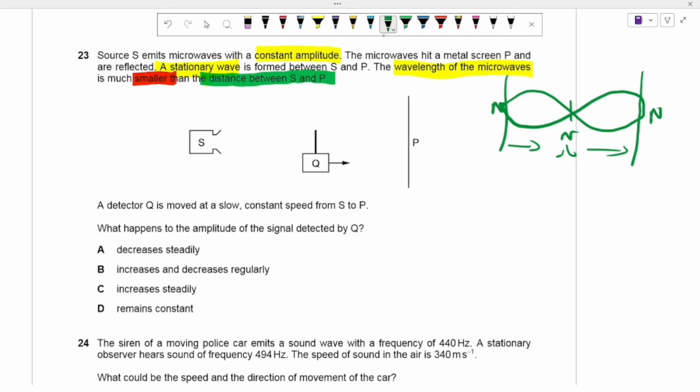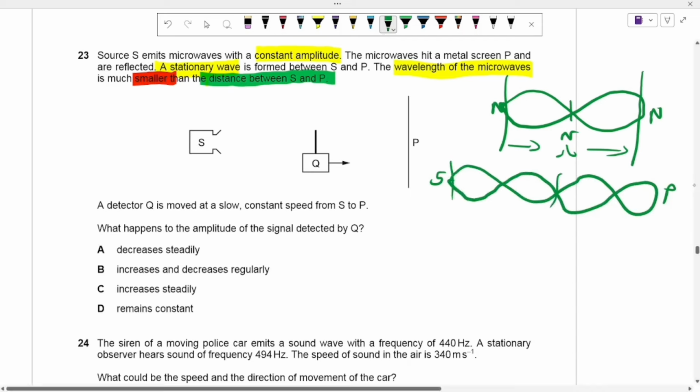But I've been told that the distance between S and P is much larger because the wavelength is smaller. So if I have S here and I have P, it's not going to form just one wavelength. It's going to form something bigger. So it's going to go like this, like this, like this, like this. This is one wavelength. So S and P is going to be much bigger than just one wavelength. So basically, this is how we decoded it. As you can see here, the wavelength of the microwave is way smaller than S and P because this is one wavelength. These are actually two wavelengths. So S and P is bigger than the wavelength here.